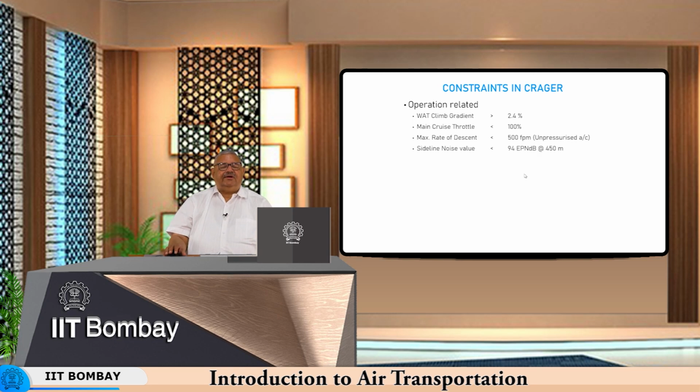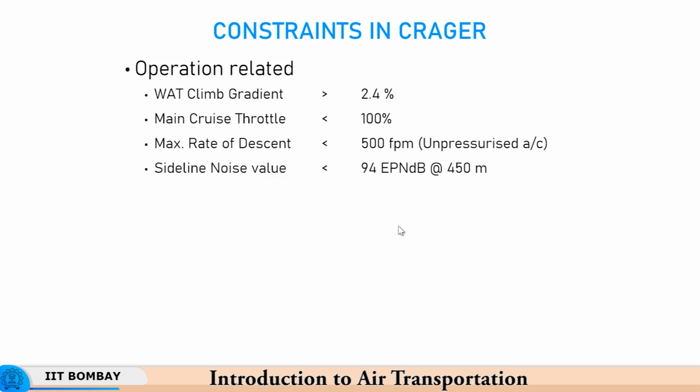And then aircraft tend to be very noisy and they create disturbance to the environment. So, there are certain regulations. One of them is the sideline noise level. So, we have looked at 94 effective perceived noise level at around 450 meters from the center line. This is an indication of how noisy the aircraft is. So, the aircraft is considered to be feasible only if the sideline noise is maintained below the 94 EPNdB limit.